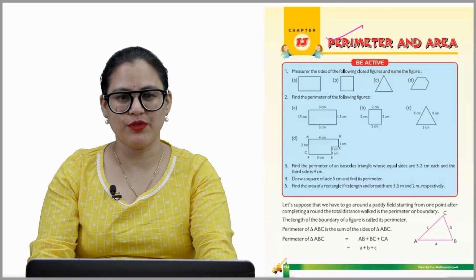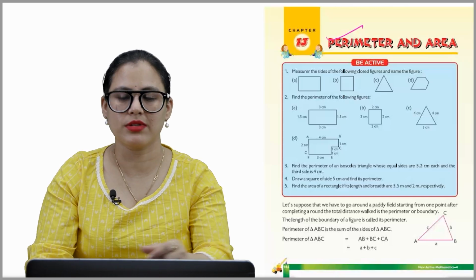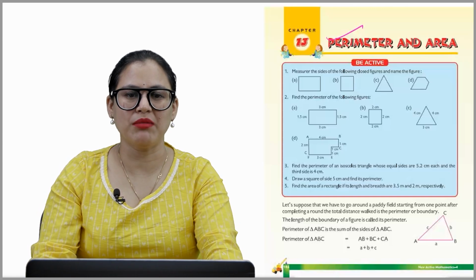Number 1, measure the sides of the following closed figures and name the figure. So you will use a ruler to measure the sides. Okay. Number 2, find the perimeter of the following figures.